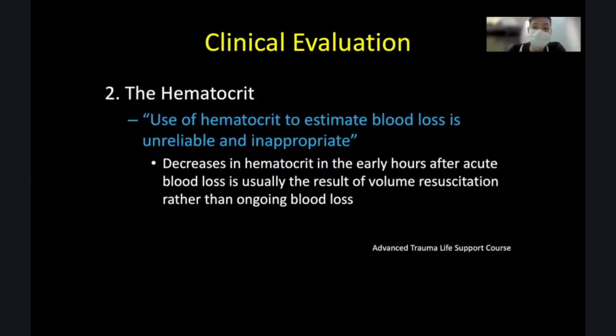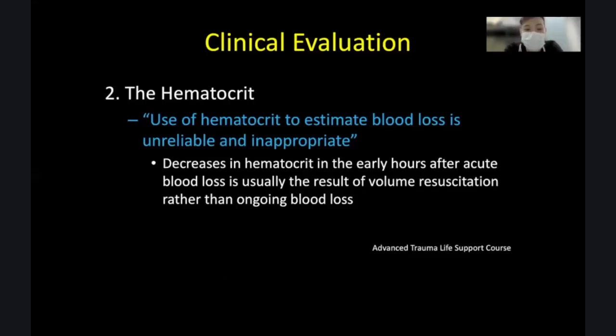The hematocrit level: use of hematocrit to estimate blood loss is unreliable and inappropriate. Decreases in hematocrit in the early hours after acute blood loss are usually the result of volume resuscitation rather than ongoing blood loss.